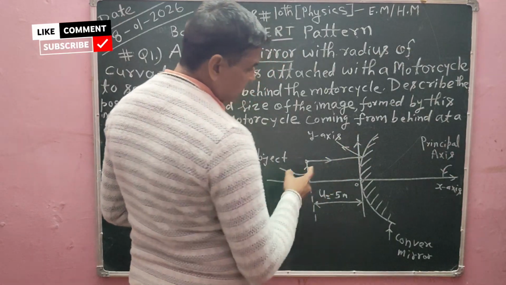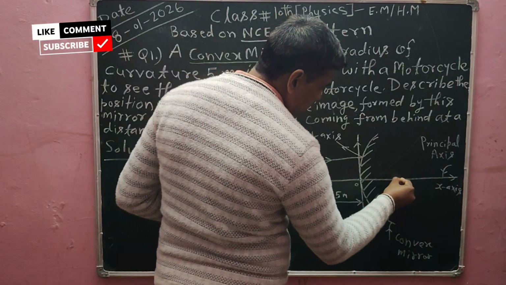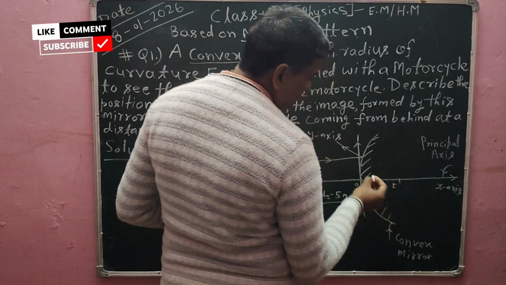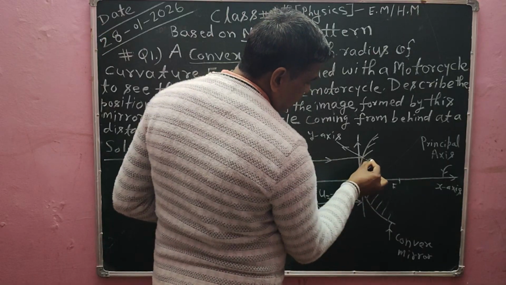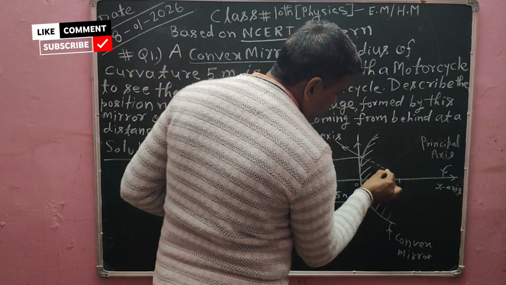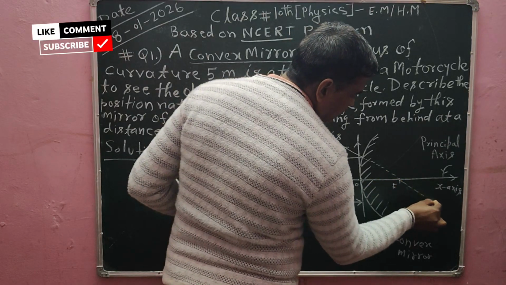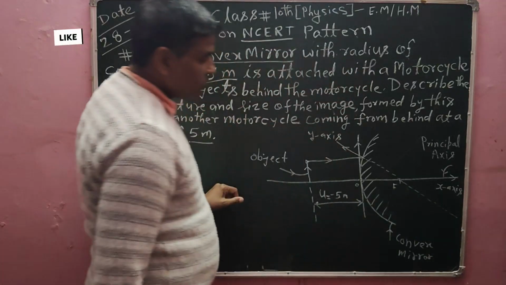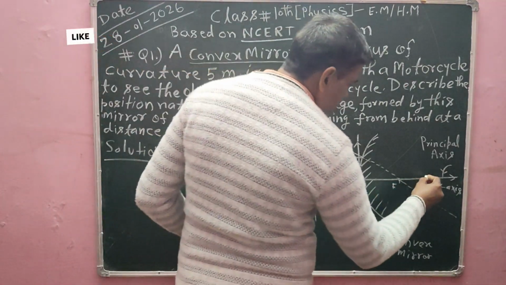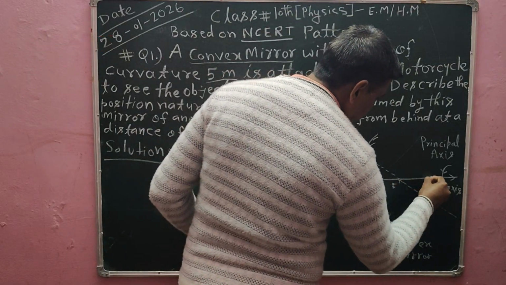So I will imagine here, if there is a focus, if I mark a dotted line, it will pass through the focus of the convex mirror. Now the other ray will also pass through the center of the curvature.